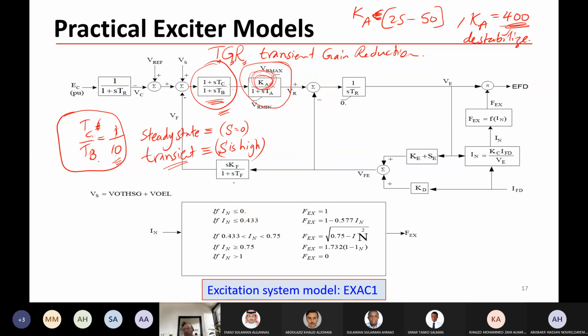Okay. If it is not there, Doctor, what's the impact? This 400 on EFD will make the system unstable.